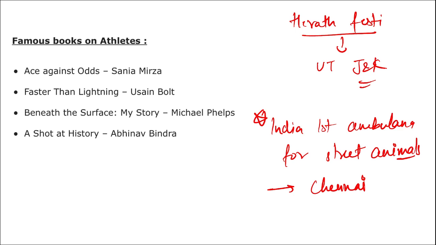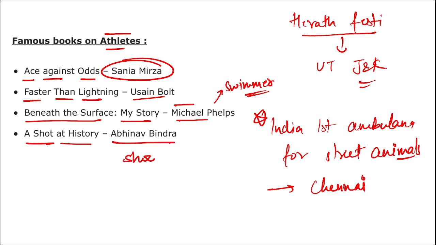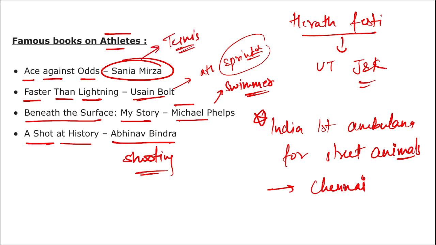Important question. Then famous books, some of the important books that you should know on athletes are Ace Against Odds, Sania Mirza. Faster Than Lightning, Usain Bolt. Beneath the Surface, My Story of Michael Phelps. He's a very famous swimmer. Then A Shot at History, Abhinav Bindra. He is related to shooting. Usain Bolt is a sprinter, or you can say athlete only. And Sania Mirza used to play tennis.